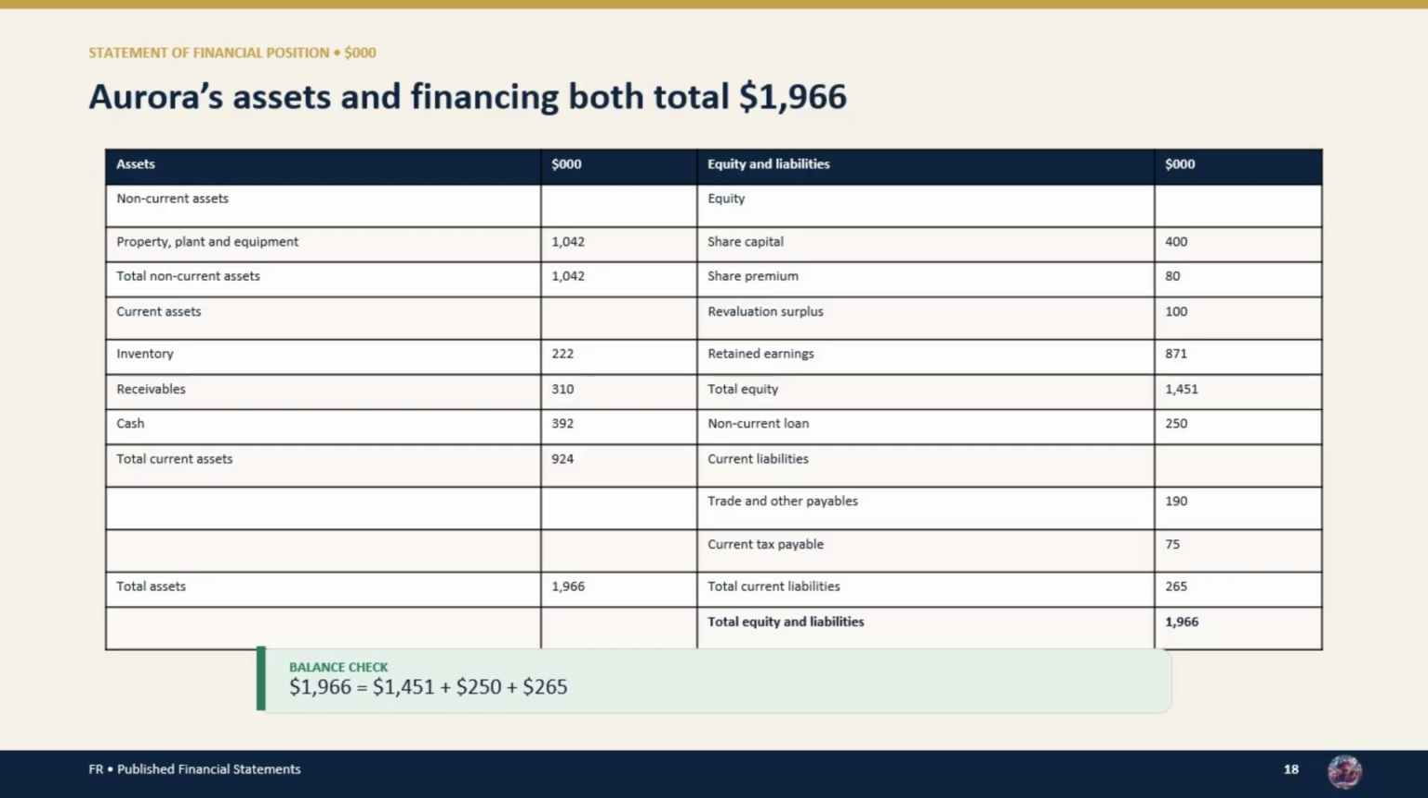Current liabilities are trade and other payables 190, including the original payables, interest accrual and warranty provision, and current tax 75, total 265. Add 1,451, 250 and 265. Financing is 1,966. The statement balances without a false figure.